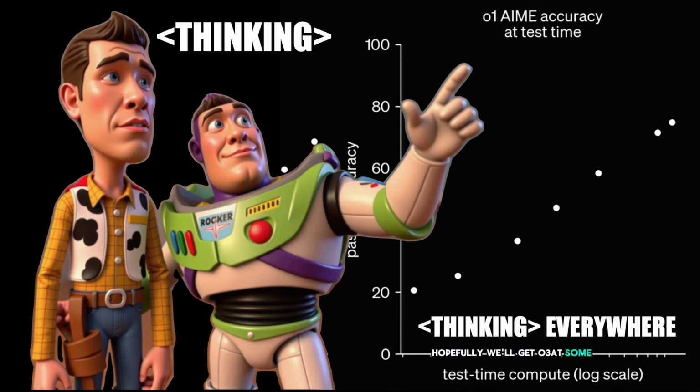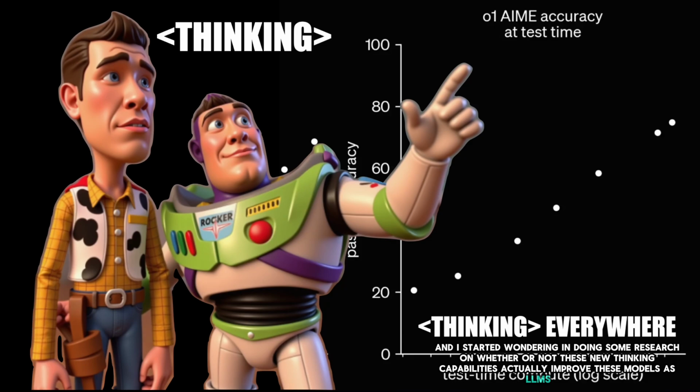And they have been recently everywhere, including R1, O1, O3 Mini came out. Hopefully we'll get O3 at some point, but it looks like it's just going to be rolled into GPT-5, and Gemini thinking as well. And I started wondering, then doing some research on whether or not these new thinking capabilities actually improve these models as LLM as a judge.